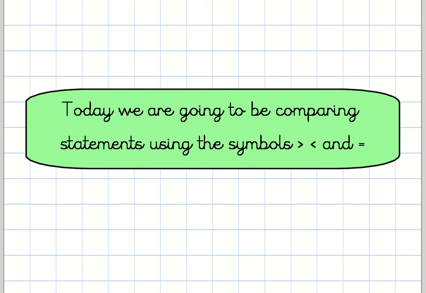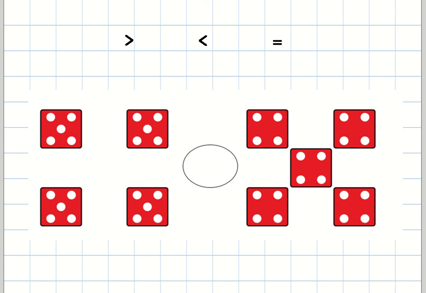So for our learning today, we're going to be comparing statements using those 3 symbols, and we're going to be using our times table knowledge to help us today. So the first thing we have here is 2 pictures using dice, and what I want you to think about is, are they representing the same amount or a different amount? And it's not only to do with the amount of dice there are, it's to do with what they represent. So think, how many groups of dice do you have, and how many dots are there within each? Have a think for a few minutes, pause the video if you need to.